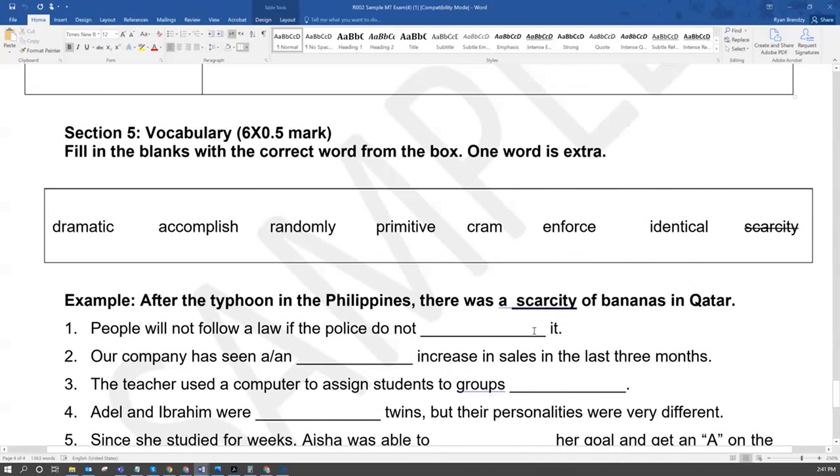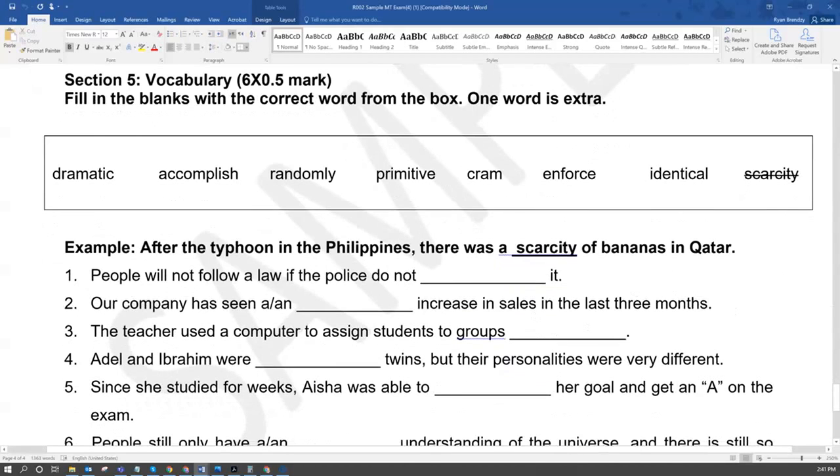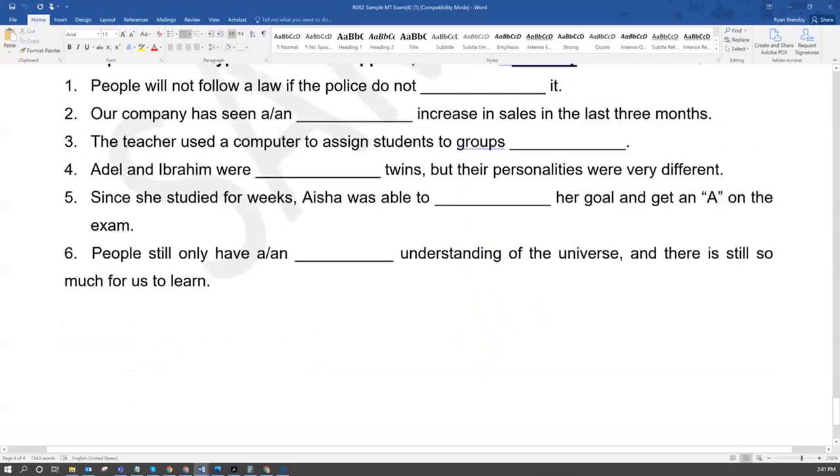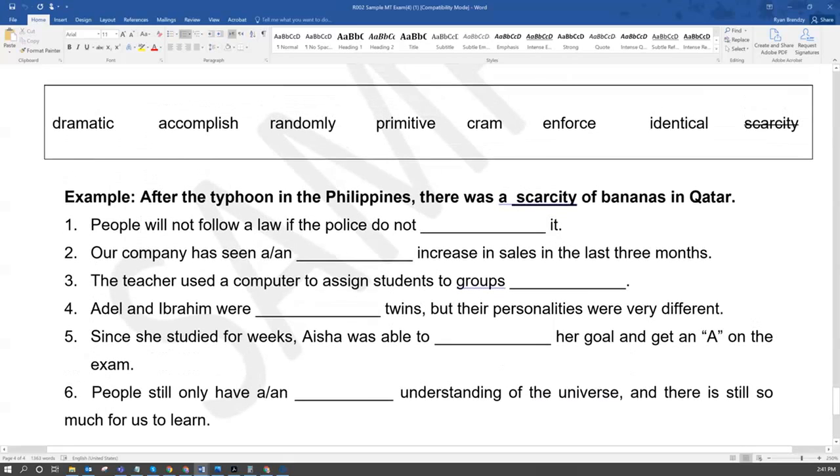For example, here, there's one word extra. My recommendation is to always read through all these sentences and try to pick the easy ones first that you know, cross them off, and then start working with the more difficult ones. Be careful about knowing whether it's a verb, a noun, an adjective, or an adverb. If it's going to be an adverb, we know it's going to be before or after a verb.